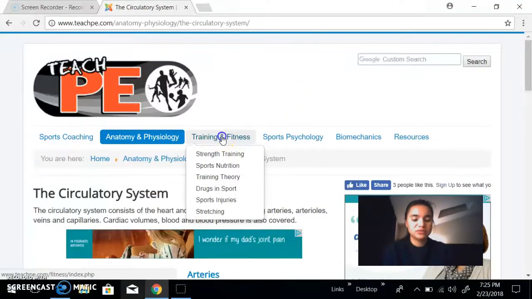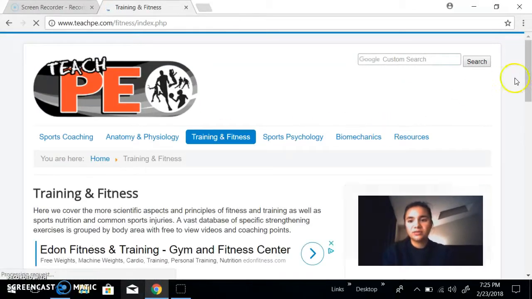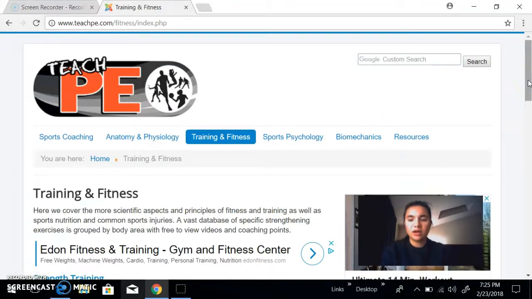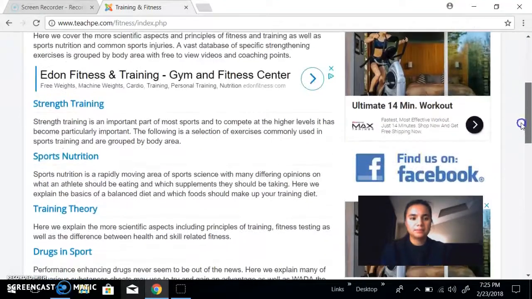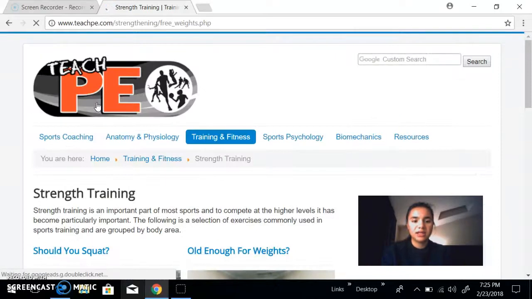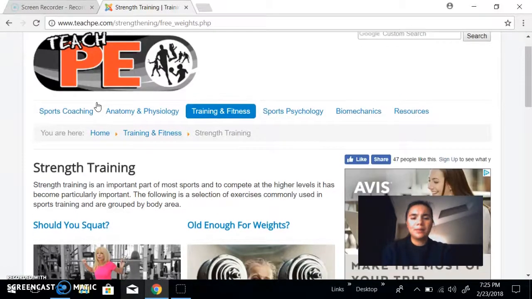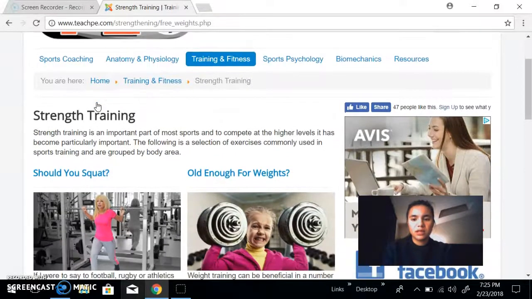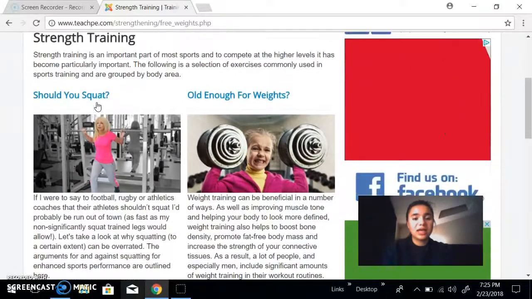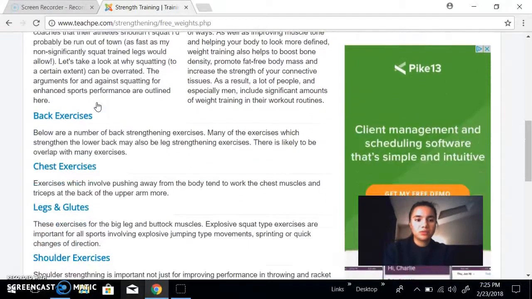Training and fitness. This is really helpful if you're in one of our weight training classes, because we have a couple weight training classes that we offer. So if I click on strength training, that pertains to us. So I click on that. And let's say the teacher wants you to do back exercises, for example. You could just whip out your smartphone and see what back exercises you should work on. So, like it has here, back exercises.